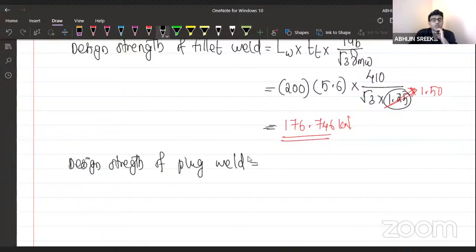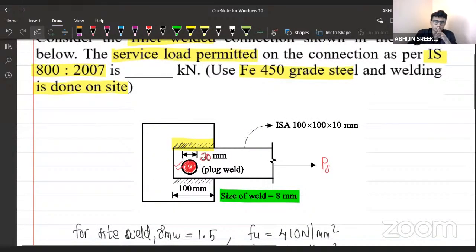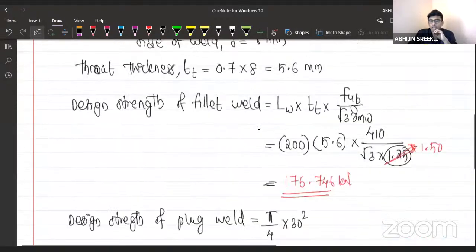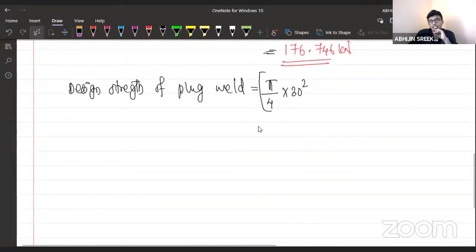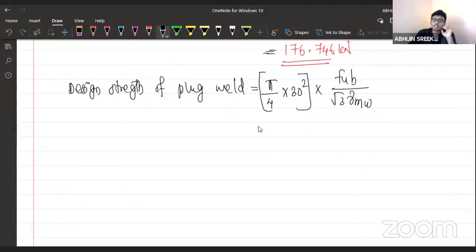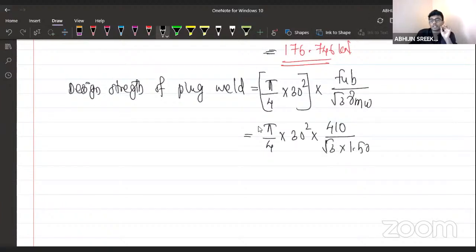Anyone? Area of the plug weld? How to calculate the area? Pi by 4 into 30 square. Why? Because we are providing the plug weld only in this slot provided, right? So pi by 4 into 30 square. 30 here is the diameter of the plug weld, into FUB divided by root 3 gamma MW. All other details will remain as it is. Pi by 4 into 30 square into FUB, there is 410, divided by root 3 into 1.50 will be the design strength of the plug weld. Give me the value here.